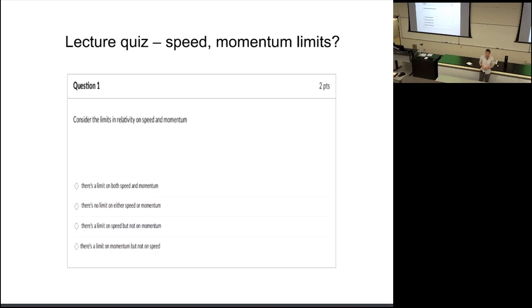Okay, so I'll get started again. Just to answer this, in relativity, there is a limit on speed. You can't go faster than the speed of light. There's no such limit in classical space-time. In relativity, there is no limit on momentum. You can always increase the momentum by pushing some more, by exerting some more force. There's no limit on momentum. It can get larger and larger and larger and infinitely large.